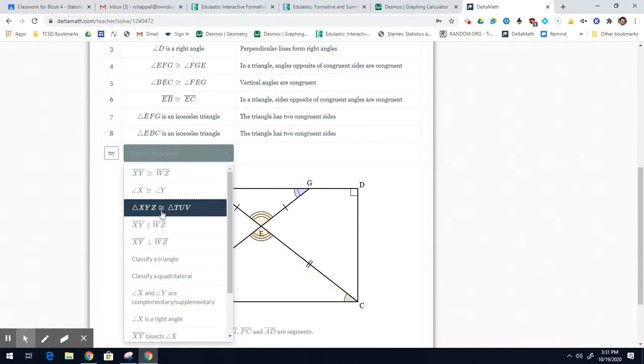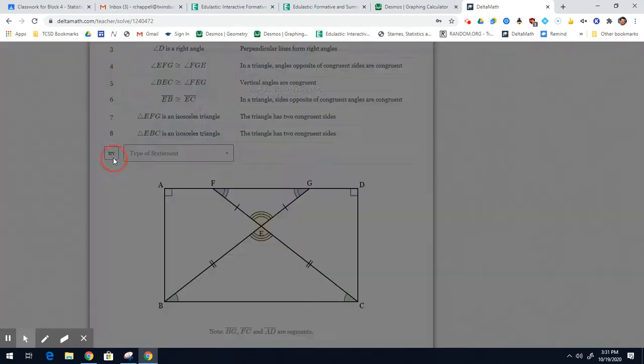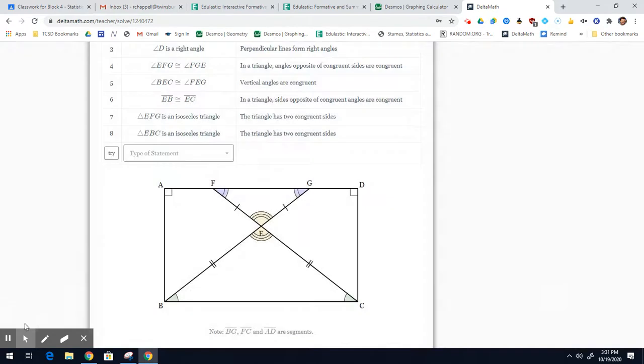So I was thinking I had to do similar triangles, but maybe not. Okay, let me pause it. And I discovered it. Okay, here's what we're gonna do. All right, so again, these are hard. All right, that's what makes them so much fun.